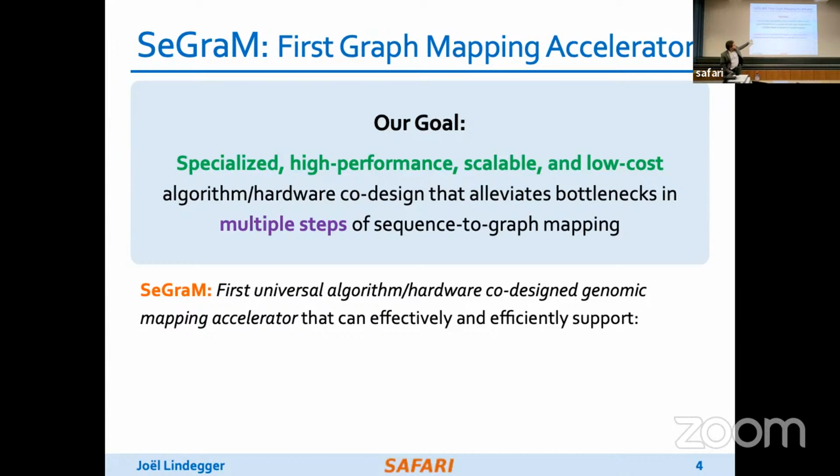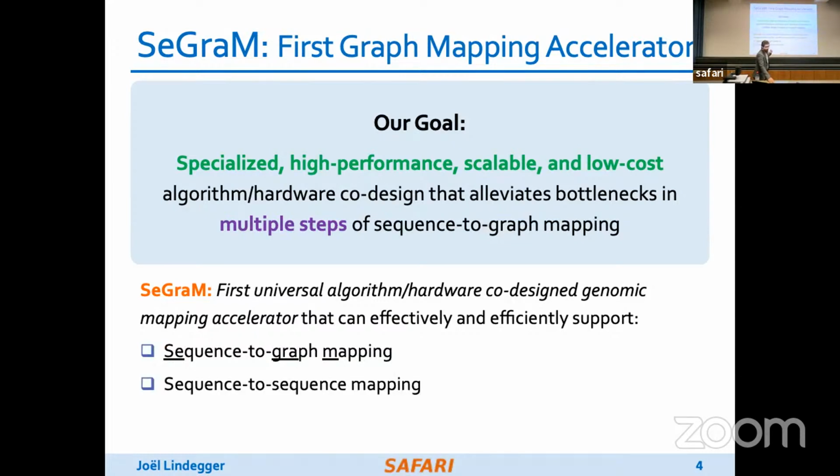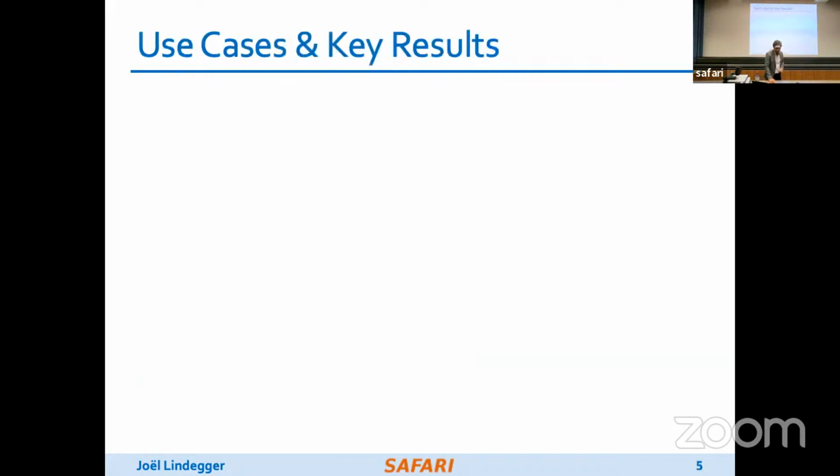And interesting here is that we call it universal because we support many things. So we support sequence to graph mapping. We support sequence to sequence mapping, so the classical one. And then we support both short and long reads, which is also not common for these accelerators. So we try to do as much as possible in one accelerator.